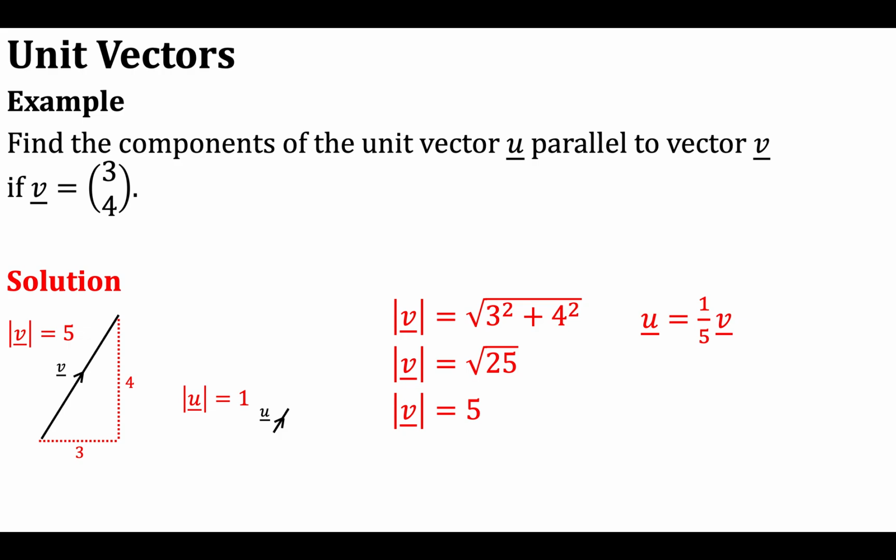because we have compared the magnitudes. We can substitute what we know about v. We know that the components are 3, 4. So u is equal to 1/5 of 3, 4. So the vector u must be 3/5, 4/5. And that's our final answer there.